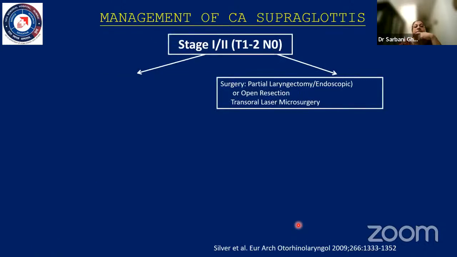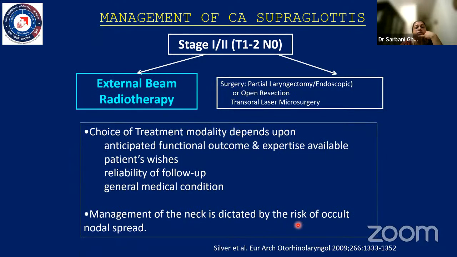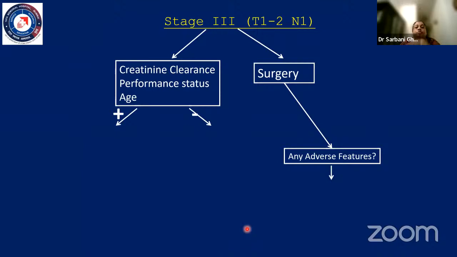So coming to the management algorithms, stage 1, 2 supraglottic larynx, you could either do a conservative laryngectomy or use external beam radiotherapy. The choice of treatment modality is dictated by the anticipated functional outcomes and expertise available, the patient's wishes and profession, reliability of follow-up, and general medical condition. And of course, the management of the neck is dictated by the risk of occult nodal spread, which we have already seen earlier. Now, if it is stage 3, that is, it is either a T1, T2 with an N1, that is the early stage 3.